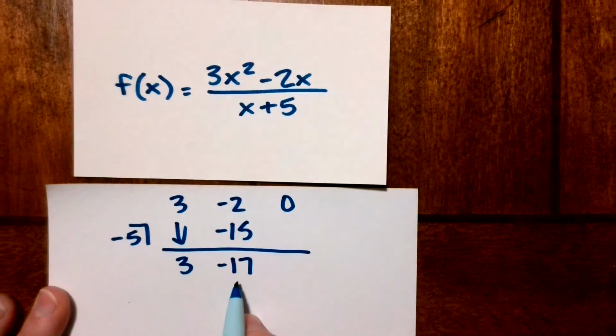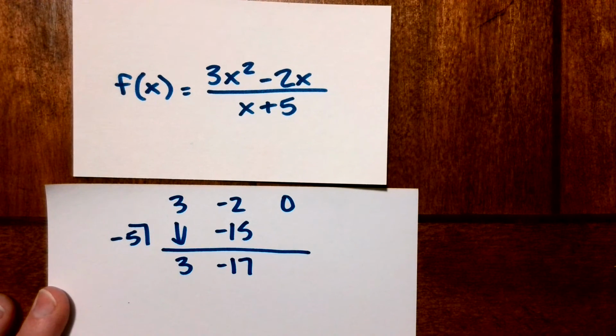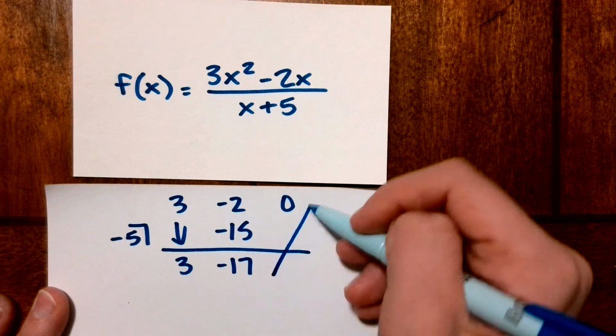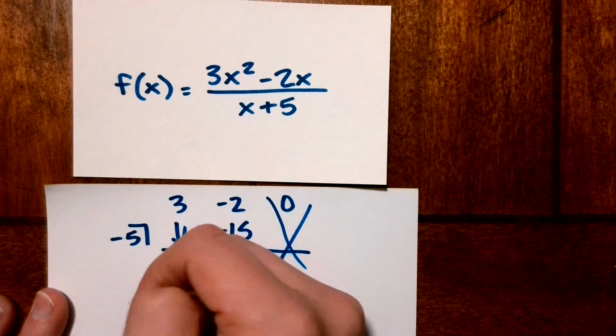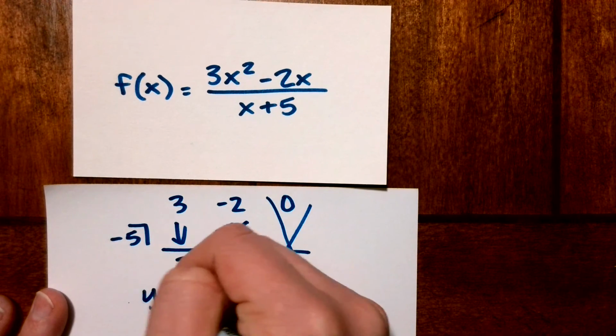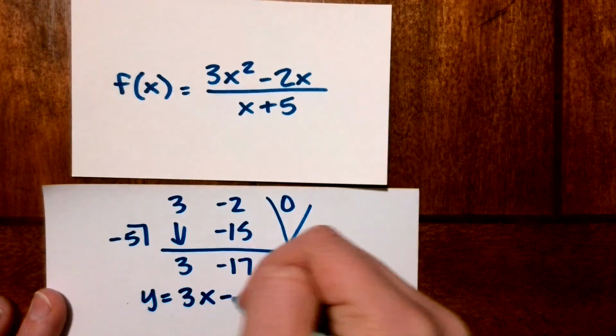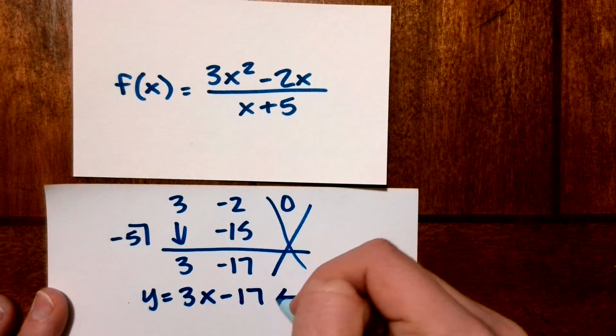So even if we get to this point, you know, sometimes it feels better to go ahead and finish something like this, but multiplying your -5 and -17, I'm like, I can't do that in my head really quickly, so I can just be done. I'm not going to have a remainder. So our slant asymptote will be at y equals 3x minus 17. And that is my slant.